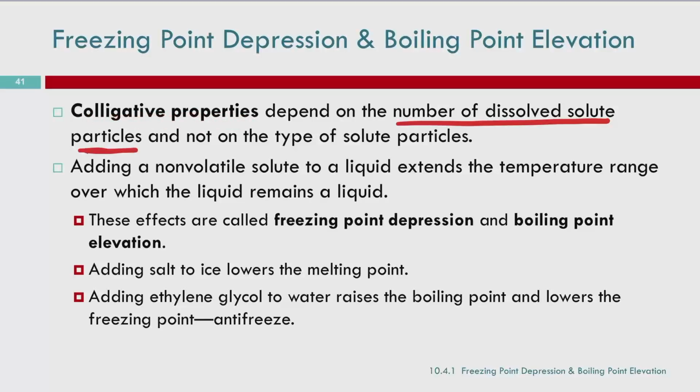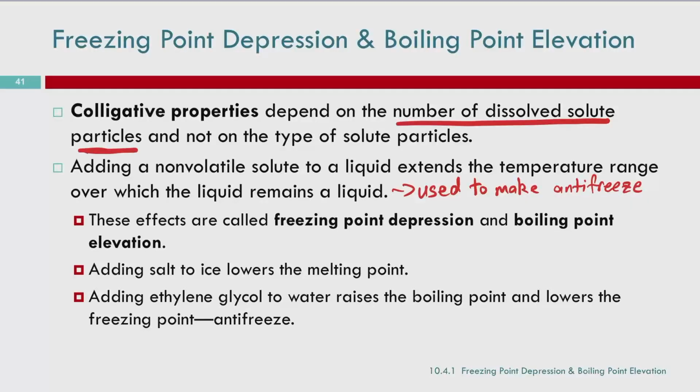You've probably interacted with colligative properties whether you knew it or not. One of the common uses of these colligative properties is if you add a non-volatile solute to a liquid, it extends the temperature range over which the liquid remains a liquid. So it increases the boiling point, it decreases the freezing point, and this is commonly used in antifreeze, like in your car radiator, if you have a car. Buses, I imagine, also use them. So this is used to make antifreeze.